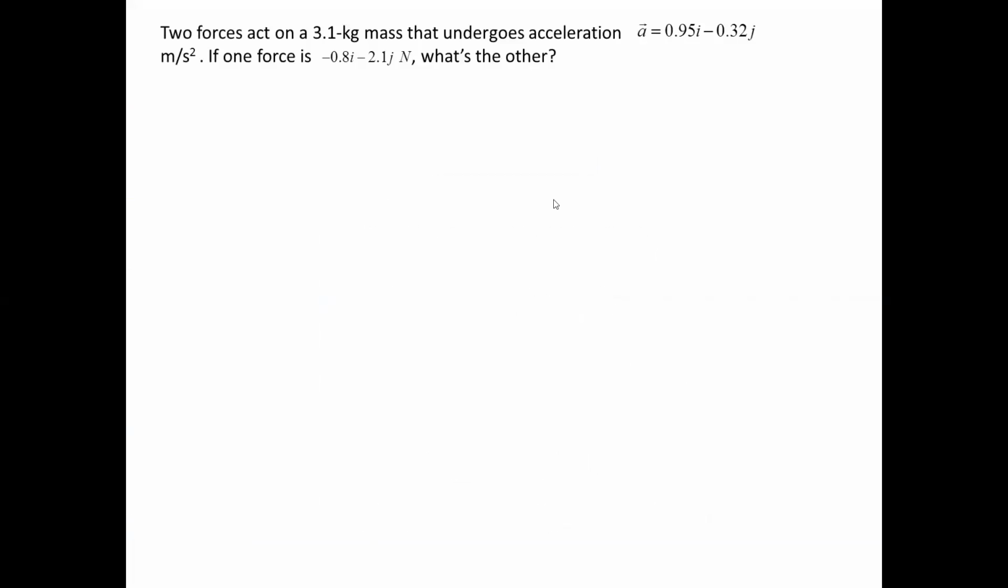Let's start with the first question. You have two forces and a mass. This mass is given as 3.1 kilogram, and it undergoes acceleration. The acceleration vector is given as 0.95 i in the x direction, and it also has a y direction component, 0.32 meter per second squared, of course, the unit of acceleration. If one force is this vector, what about the other one?